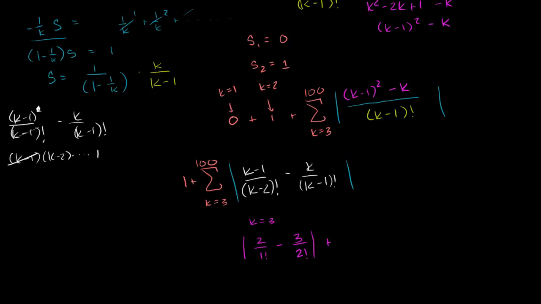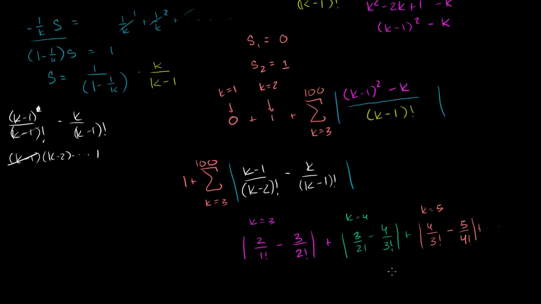And to that, we're going to add when k is equal to 4. When k is equal to 4, we have 4 minus 1 is 3 over 2 factorial minus 4 over 3 factorial. I could keep going. Let's do it when k is equal to 5. When k is equal to 5, I have 4 over 3 factorial minus 5 over 4 factorial. I think you see a pattern.